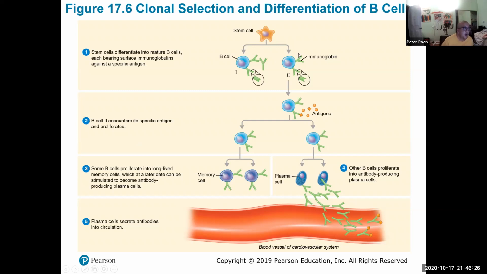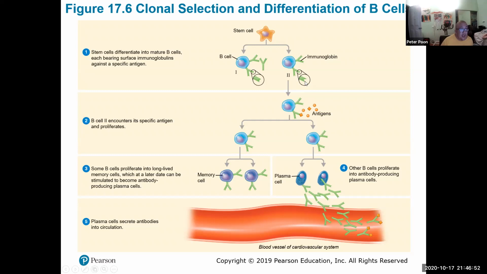So I have a stem cell. This stem cell differentiates into B cells. Every single B cell will have a different variable region, so it will recognize a different epitope. If this epitope doesn't recognize anything, nothing happens.